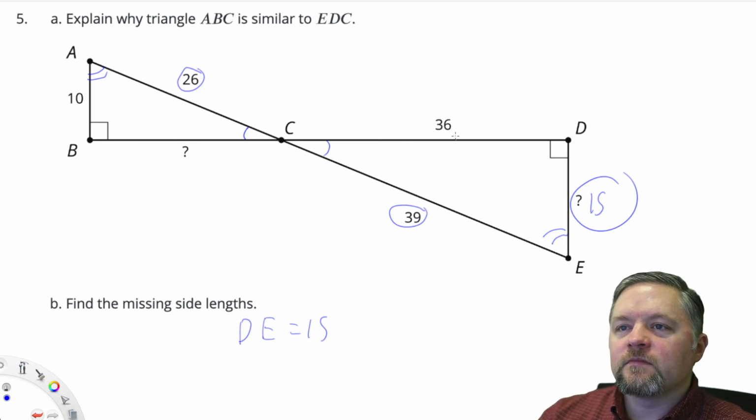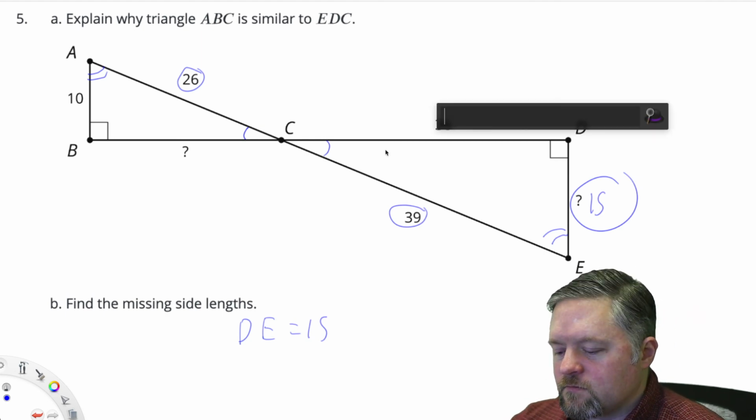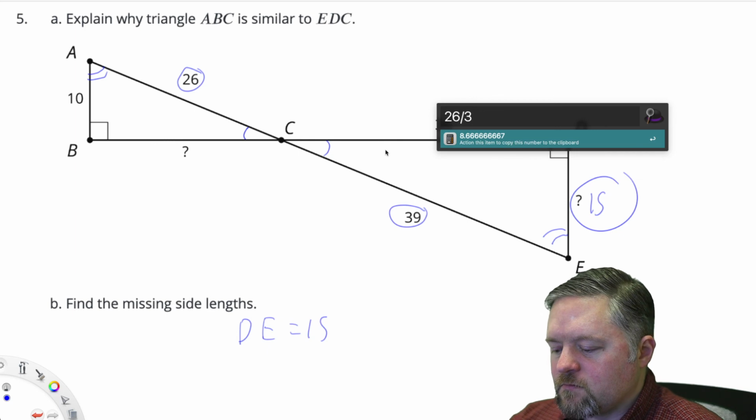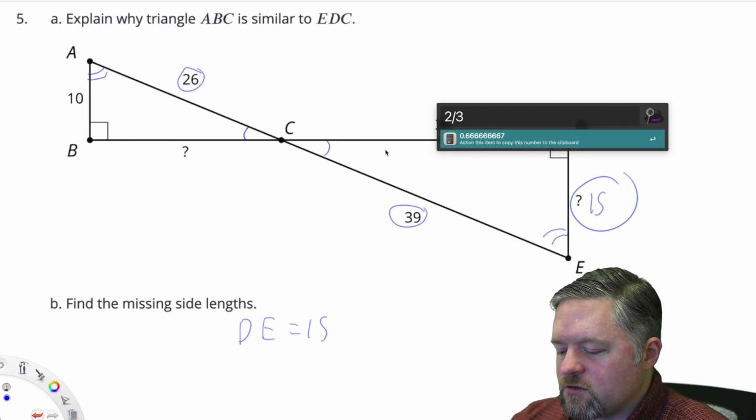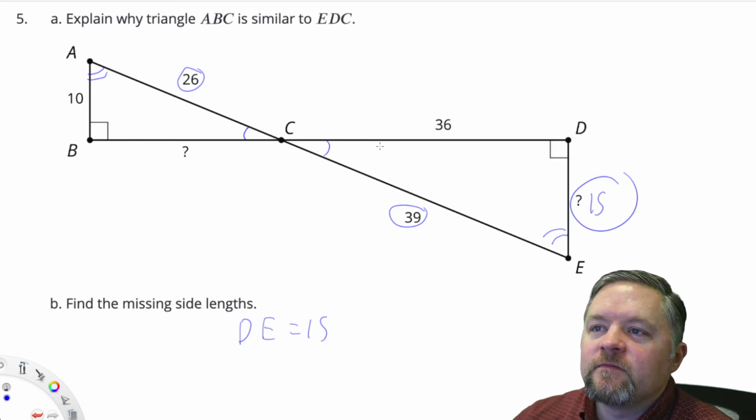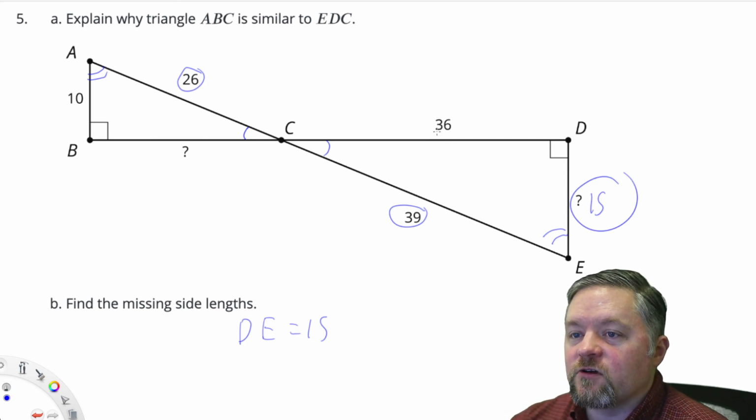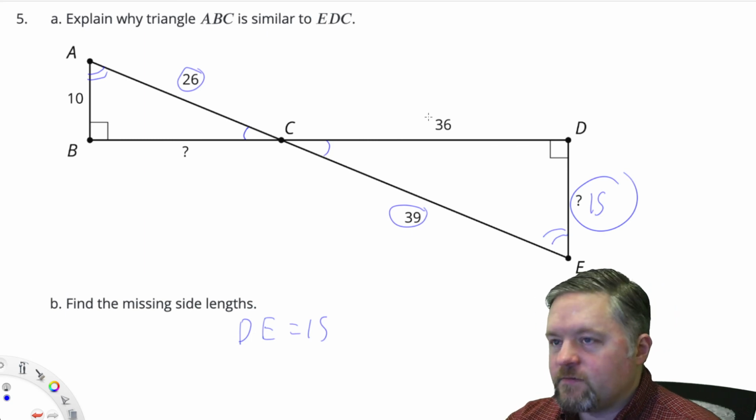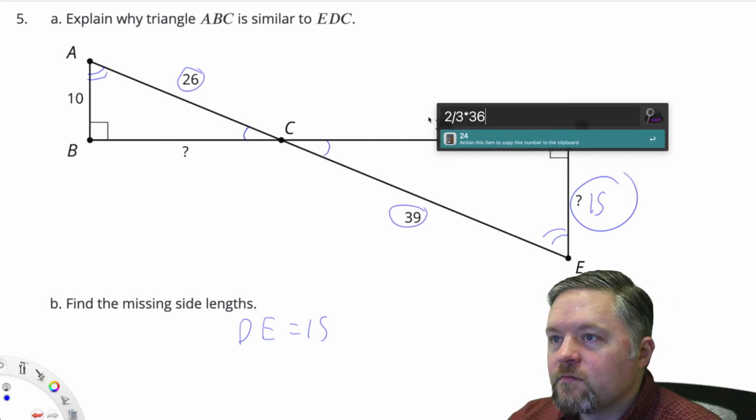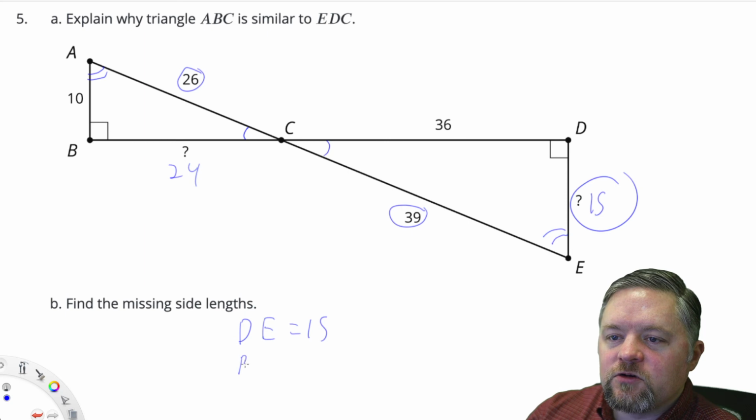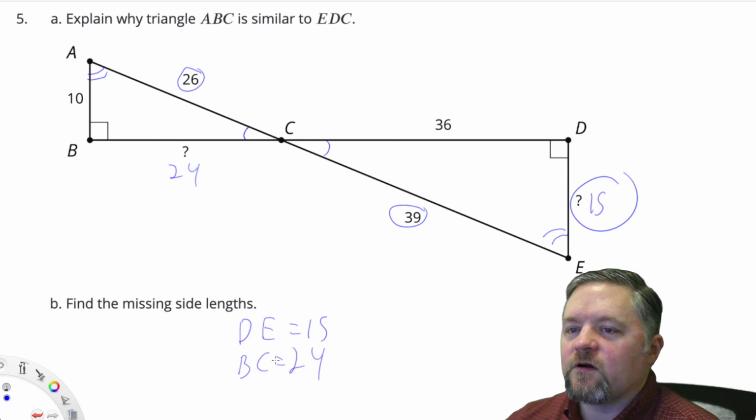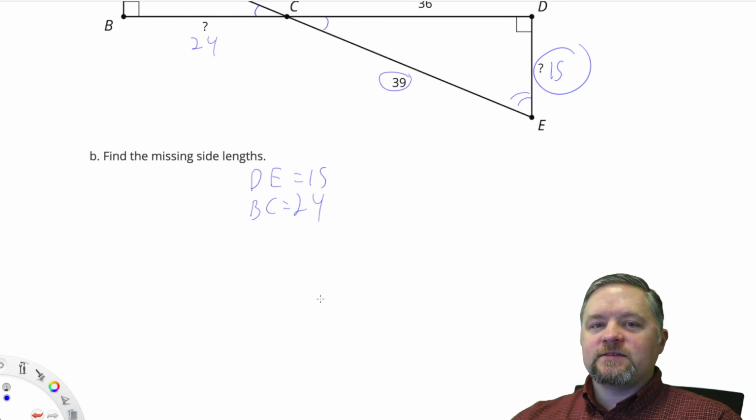Now, what do I divide 39 by to get 26? It's 2/3 the size, so 2/3 times, I can't see. This side right here is 36. What's 2/3 of 36? 24. So BC equals 24. I think that's my last one. Yep, that's the last one for today.